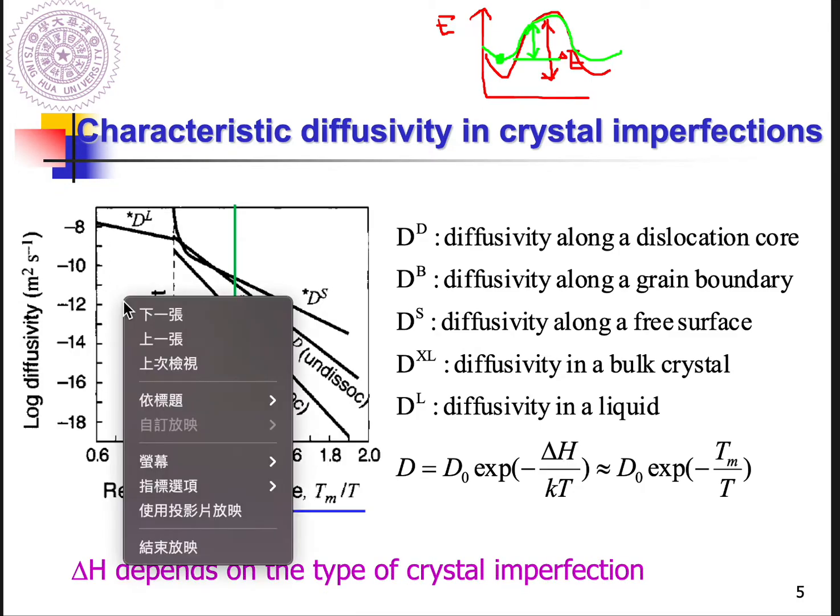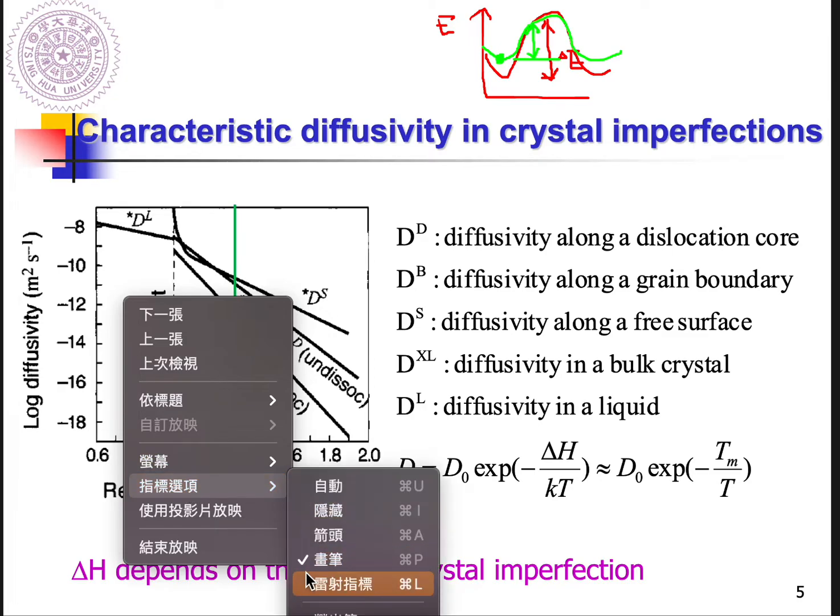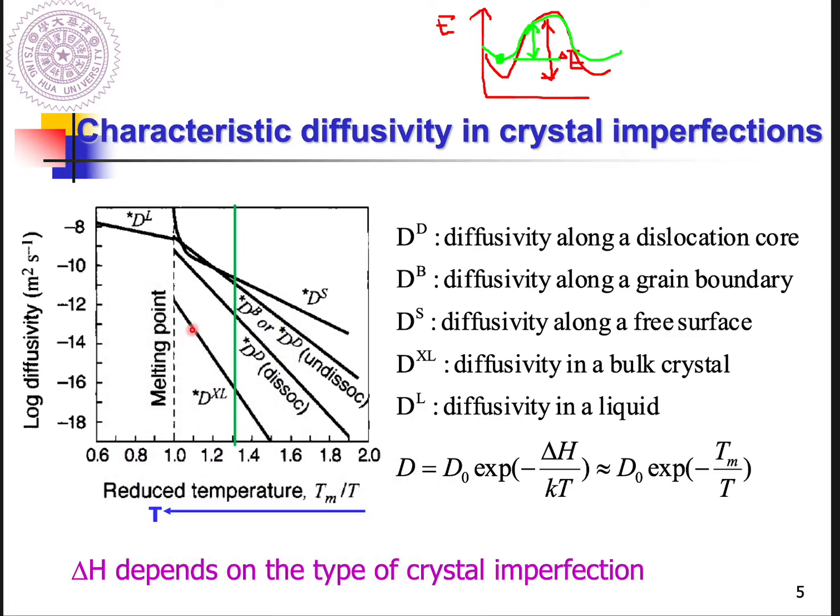And this plot, as we mentioned in the previous lecture, the slope implies the enthalpy term. So the delta H actually is the slope here. It depends on the types of crystal imperfection. It involves the enthalpy term, the energy term. So as long as you can get these curves, then you can know what the delta H is.